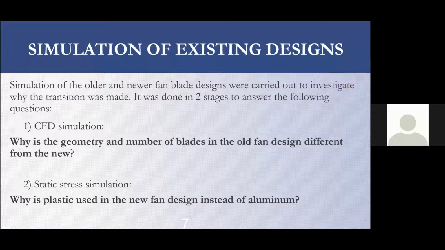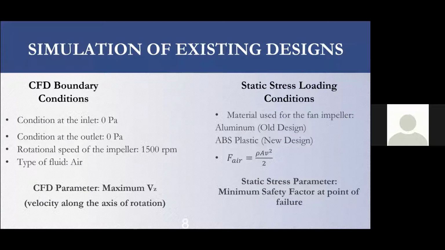These are the conditions for each simulation. On the left, we have the CFD boundary condition, and on the right-hand side, we have the static stress loading condition. For the CFD simulation, the parameter looked at was the maximum velocity along the axis of rotation. And for the static stress simulation, the parameter looked at was the minimum safety factor at the point of failure.